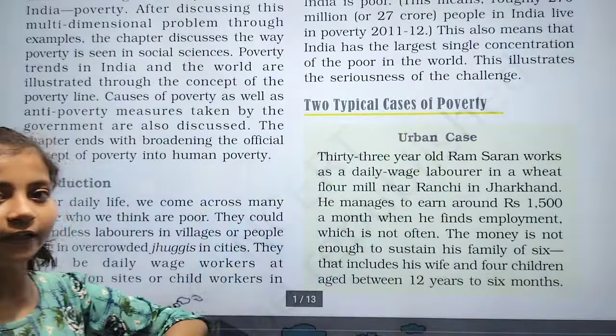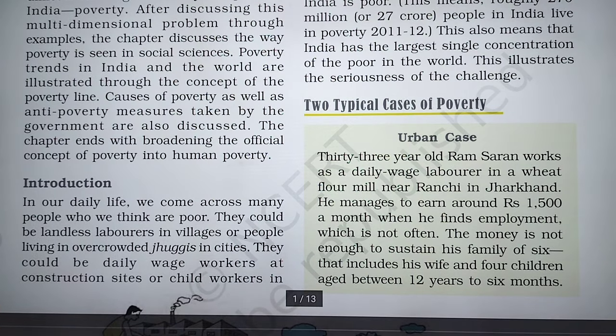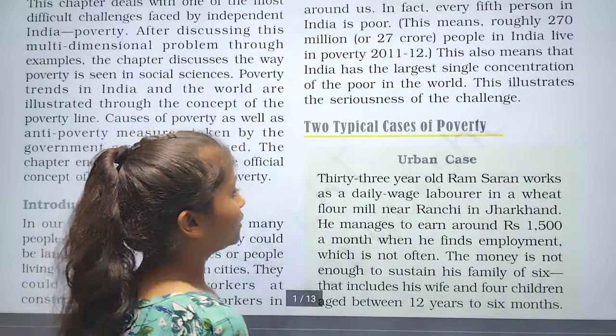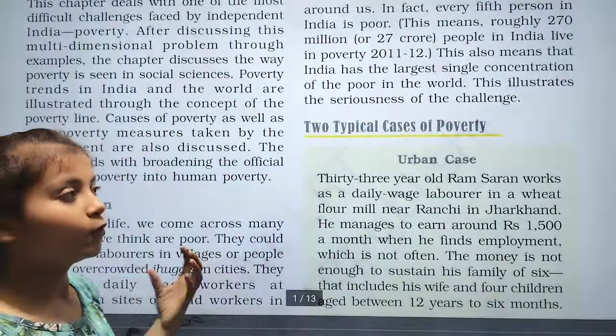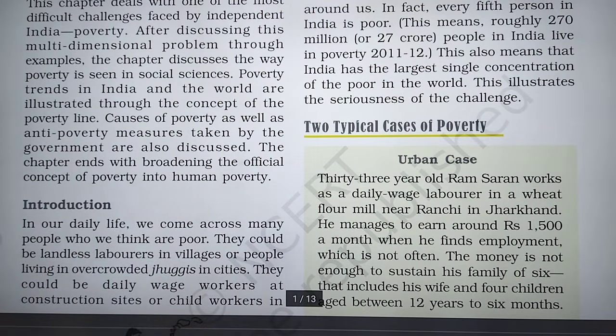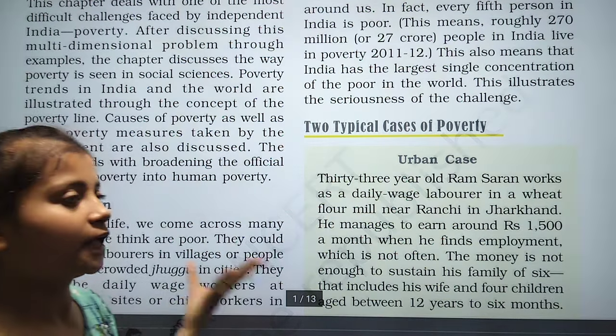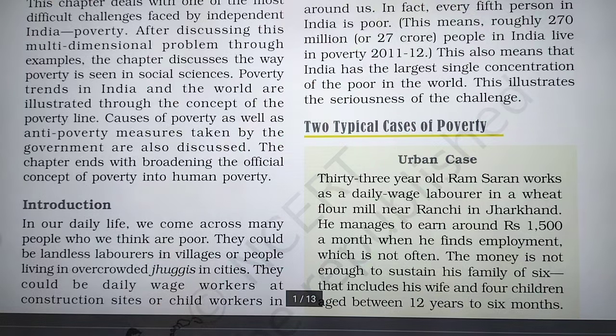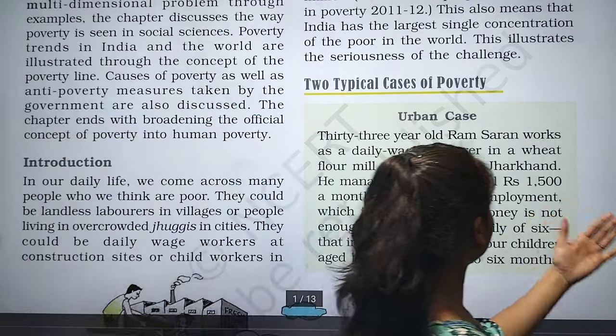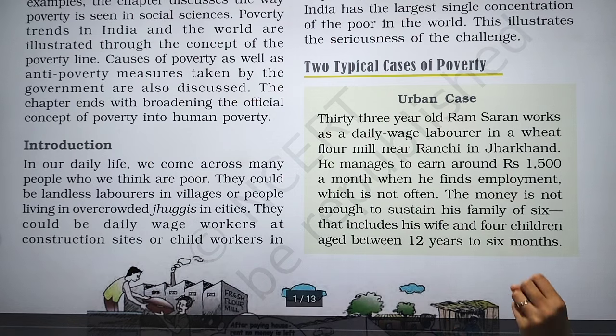We are talking about the urban areas. You all have to know that in urban areas, if someone earns more than 1000, they are not called poor, they are called richer. But if they earn below 900 or 800, even though they are in the urban area, they are still called below the poverty line. It means poor. Here he manages to earn about ₹1,500 a month when he finds employment.